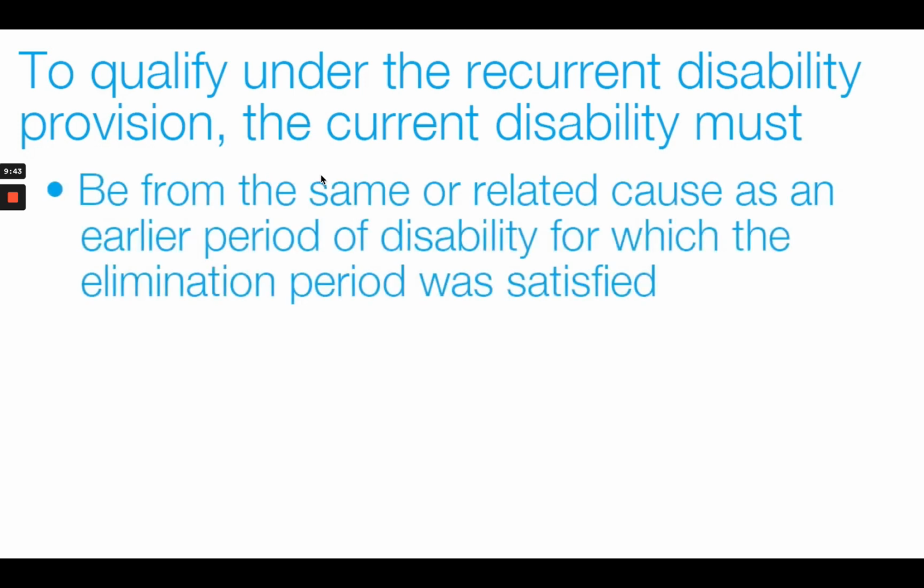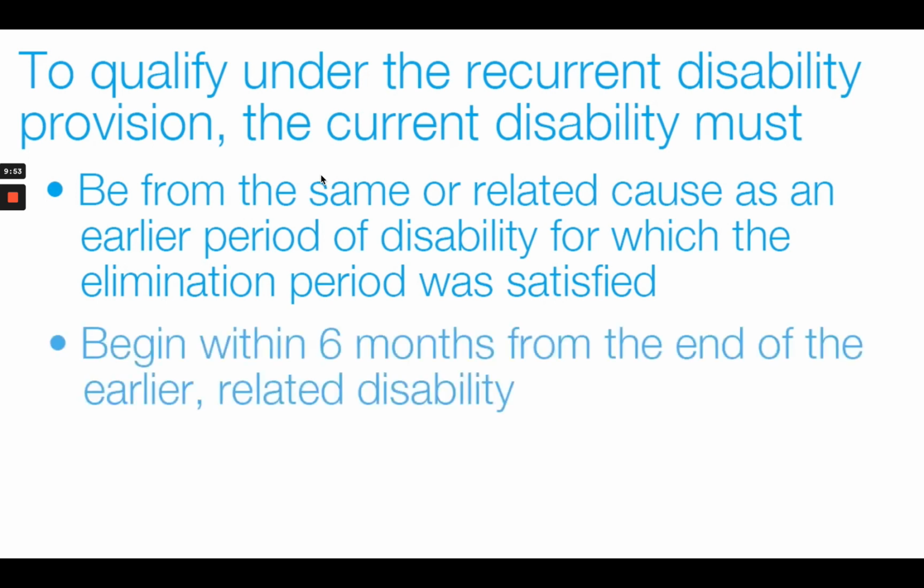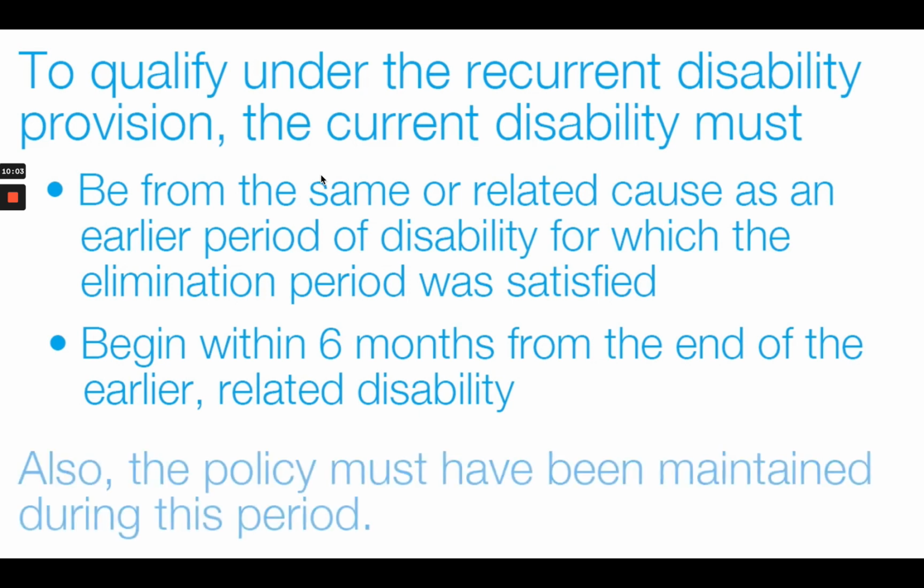To qualify under the recurrent disability provision, which would, by the way, mean that the policy owner would not have to satisfy another elimination period, the current disability must, first of all, be from a continuation, if you will, of the prior disability. It must truly be a recurrence of the disability that they are just recovering from. It must begin within 6 months after the end of the prior period of total disability. And third, and most important, the policy must have been maintained during this period.